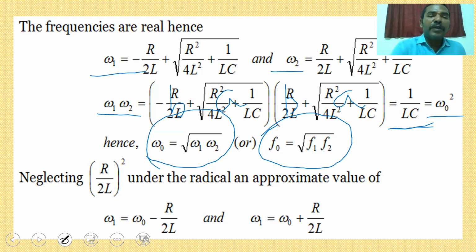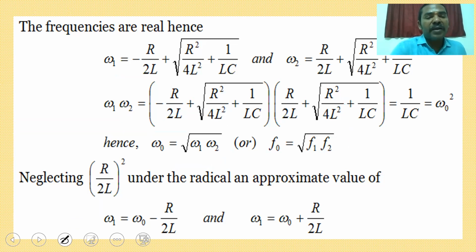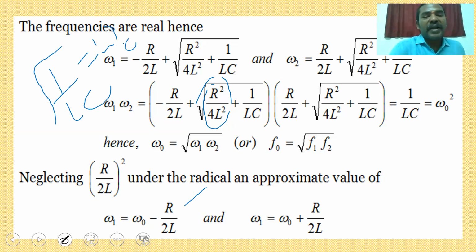Also, R by 2L whole square in the radical is eliminated. So then the omega 1 value is omega naught minus R by 2L, because root of 1 by LC is what? Root of 1 by LC is omega naught only. So omega 1 is omega naught minus R by 2L. Similarly, omega 2 is equal to omega naught plus R by 2L.